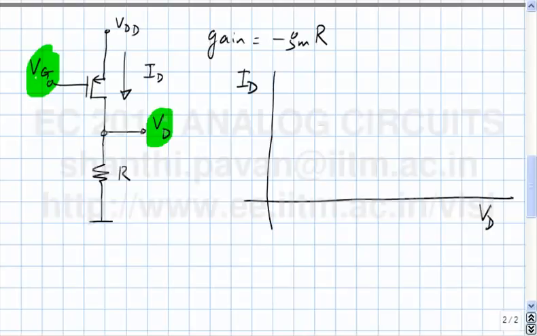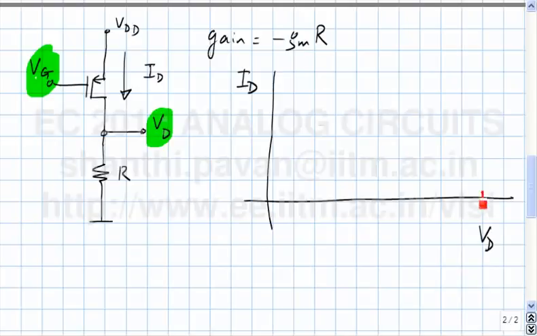So the first part is to try and plot the characteristics of the transistor on this graph. We are always used to plotting V_SD versus I_D for the PMOS transistor, correct? Now I am asking you about a slightly different graph. On the x-axis I am plotting V_D, not V_SD. What do you think the characteristic of the transistor will look like?